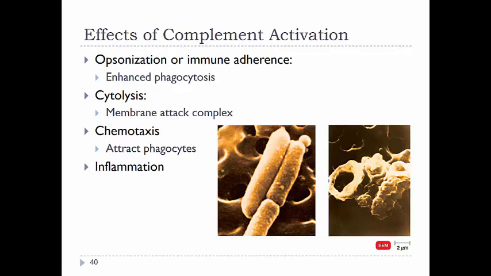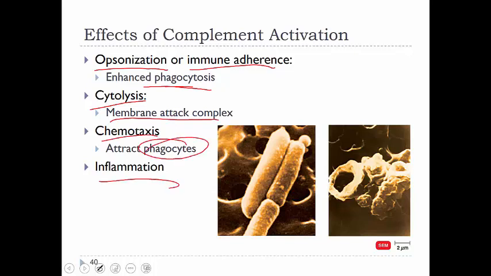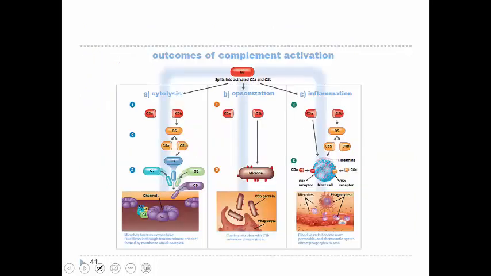The outcome, again, I've already said, opsonization or immune adherence means that we get enhanced phagocytosis. Cytolysis caused by the membrane attack complex is going to damage the cell. Chemotaxis is going to attract the phagocytes, and then of course inflammation is going to allow those phagocytes to get out of the vessels. Just a summary slide showing exactly what I said before with those pictures and the outcome.